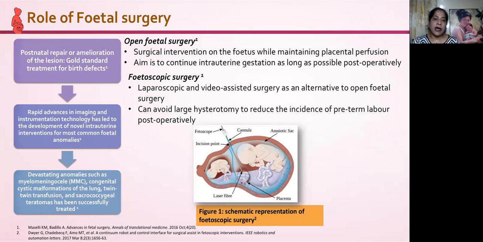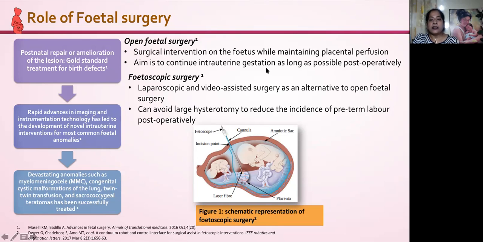Open fetal surgery and fetoscopic surgery. Postnatal repair or amelioration of the lesion is the gold standard treatment for birth defects. Rapid advances in imaging and instrumentation technology have led to development of novel intrauterine interventions for the most common fetal anomalies. Devastating anomalies such as meningomyelocele, congenital cystic malformation of lung, twin-to-twin transfusion, and sacrococcygeal teratomas have successfully been treated with fetal surgery.